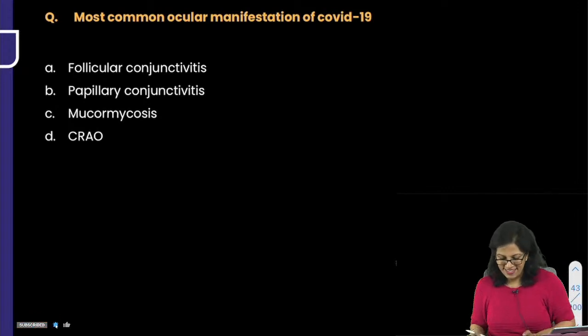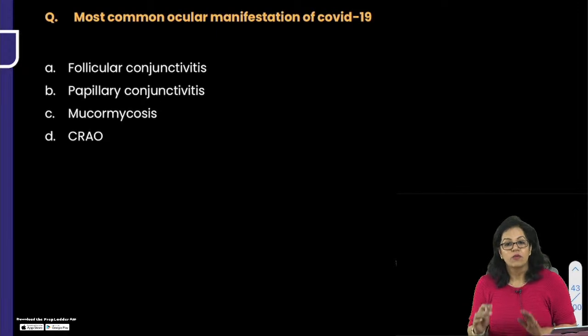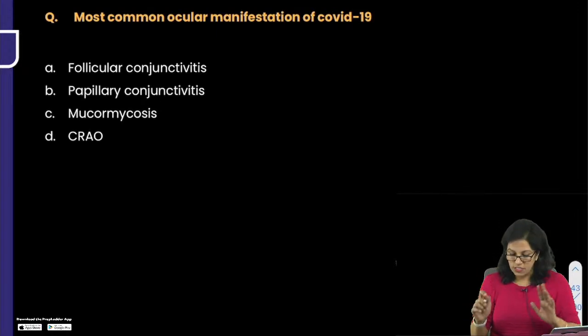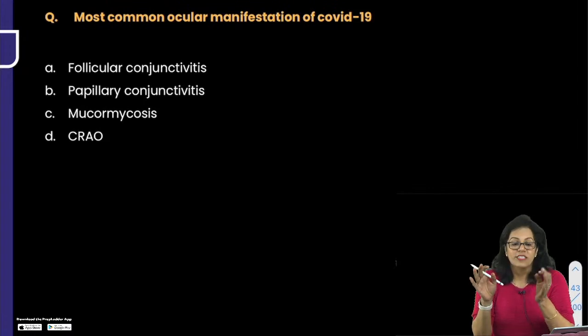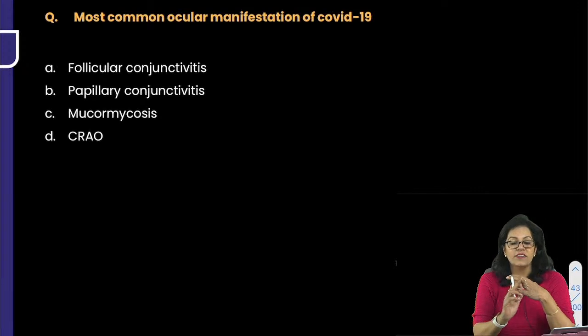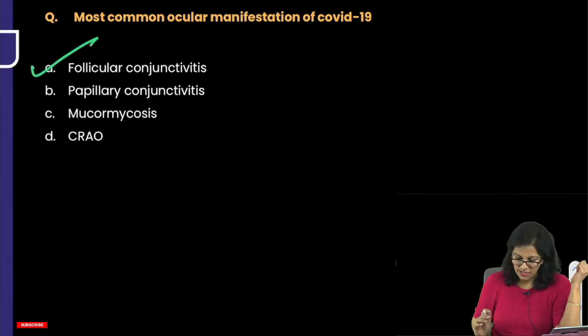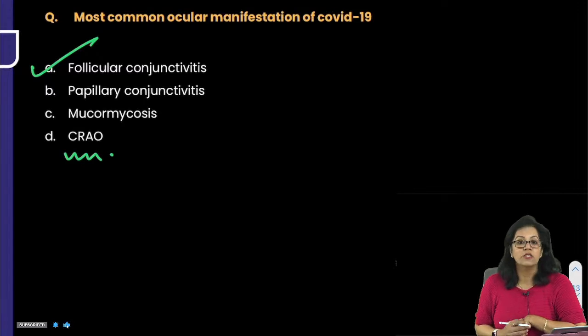Good. So, most common ocular manifestation of COVID-19. Two main ocular manifestations. This was your NEET PG question. I picked it up to discuss something here. Two things you will remember. One is conjunctivitis. One is central retinal artery occlusion. Most common, of course, is conjunctivitis. It is a viral infection. It has to be follicular conjunctivitis. CRAO is also one of the manifestations of COVID, a serious manifestation of COVID.